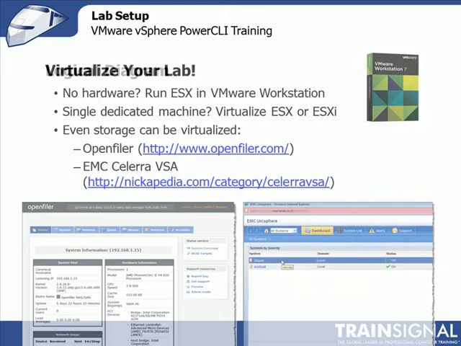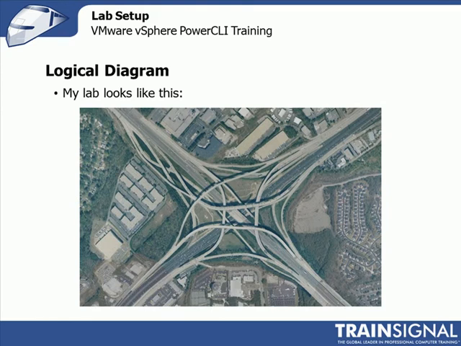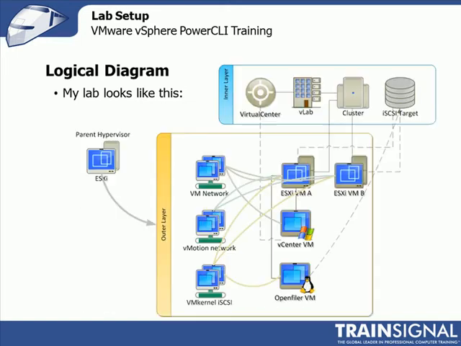Now let's talk about the logical diagram of my own lab here at the Rotenberg household. This is what my lab looks like, okay? Okay, that's actually not a diagram of my lab, as you might have guessed. This is an overhead picture of Spaghetti Junction in Atlanta, Georgia, and it's very similar to what my lab looks like. Actually, here's a more accurate diagram, and I created this diagram for this slide. It's really kind of silly with all the different lines going everywhere, and I've got a better way to show it to you, but it's accurate.